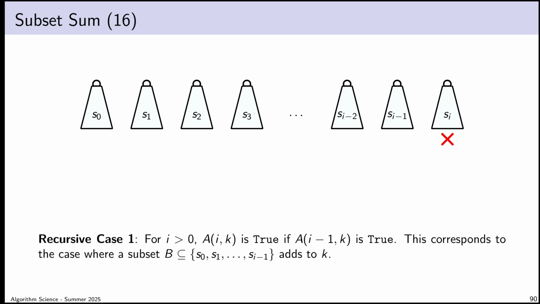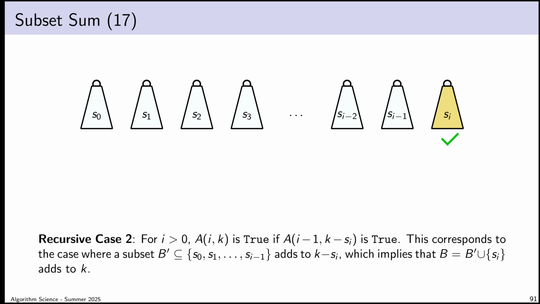Okay, so here are the recursive cases, and what I'm going to do, as with the coins in a row problem, is break it down by the status of Si. So if you ask me for A(i,k), it's going to break into 2 recursive cases. Either Si is in the subset that adds to k, or Si is not in the subset. In the case where Si is not in the subset, well, then all I'm really doing is trying to make a subset with sum k out of all the weights up to i minus 1. So A(i,k) is true if A(i-1,k) is true. And that's just the case where a subset of all the other weights up to Si adds to k.